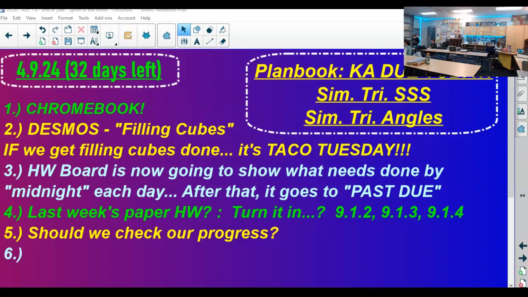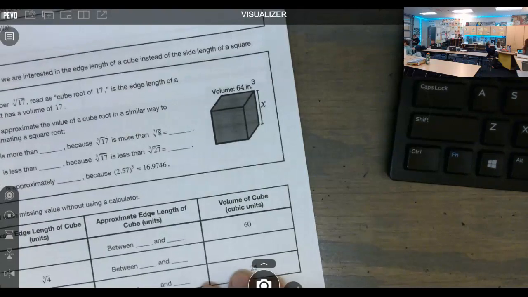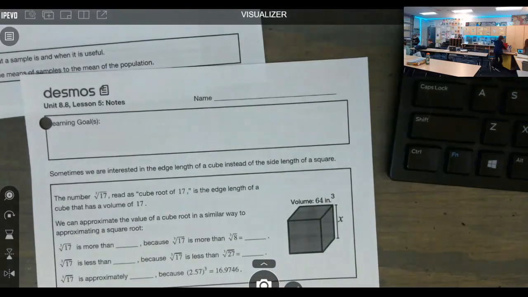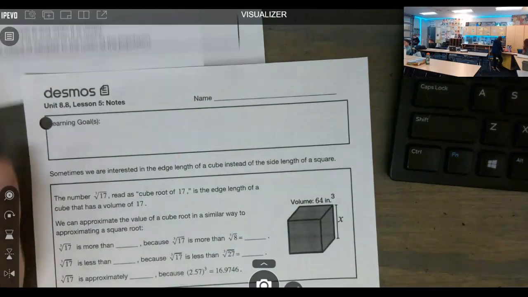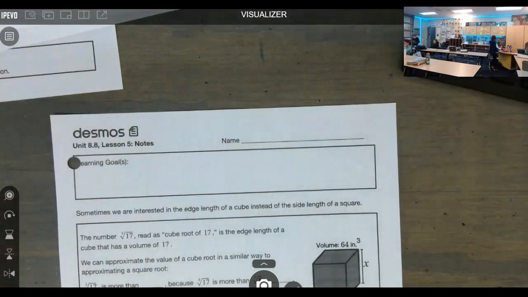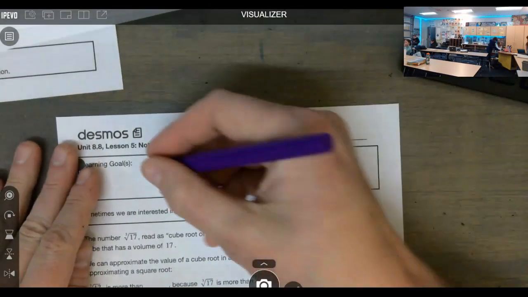Alright, so we should look at that worksheet, because we have 2 different activities that we want to do today. Because it is Taco Tuesday, even though it feels like a Monday. So let's get out this worksheet. Alright, so our learning goals are to talk about cubes and cube roots.